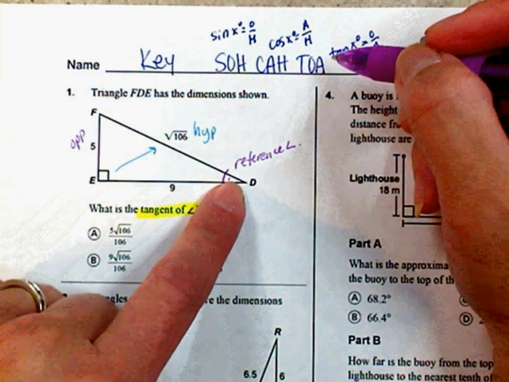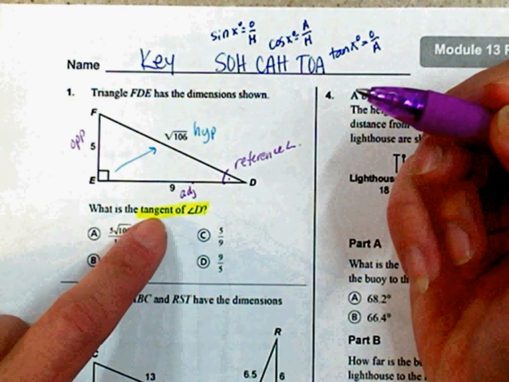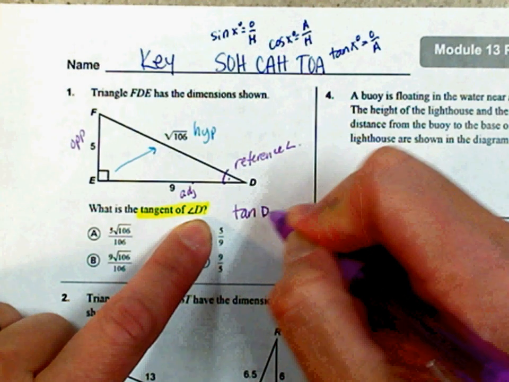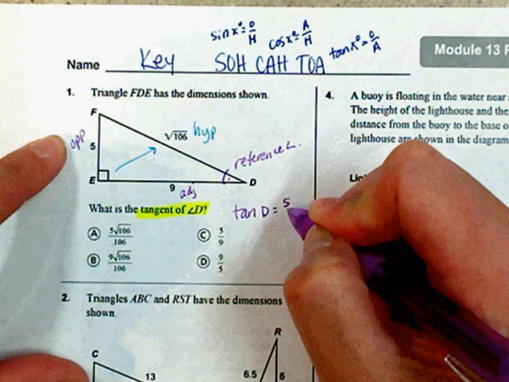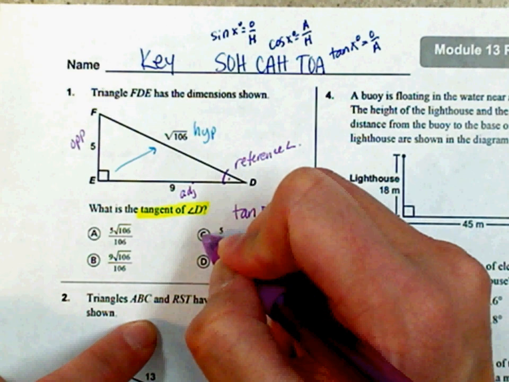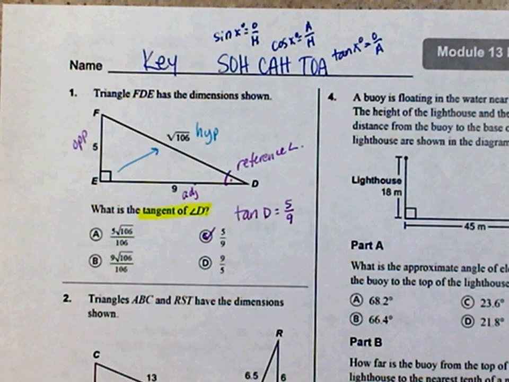Which one is adjacent? Adjacent is the leg that touches the reference angle. So this is your adjacent. So what is the tangent of angle D? Tangent of angle D is equal to 5, which is your opposite, over your adjacent, which is 9. So 5 over 9. Okay? So there you have tangent of angle D.